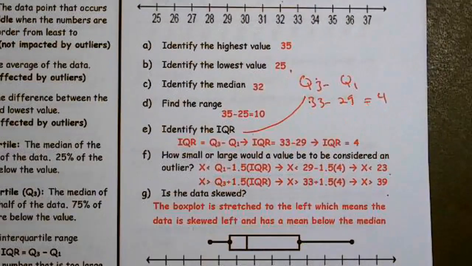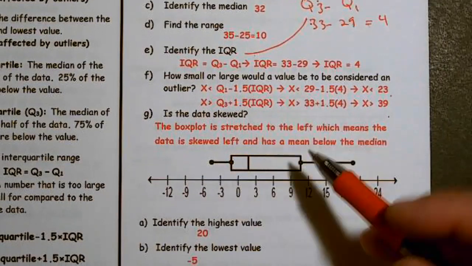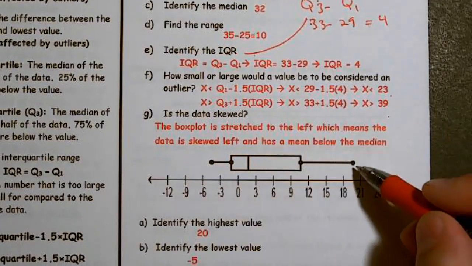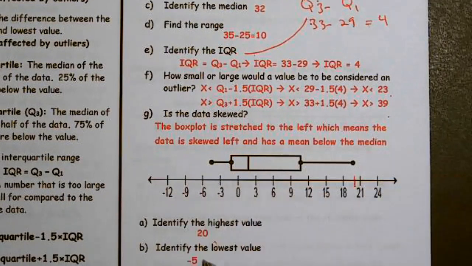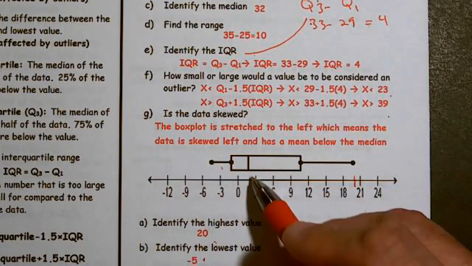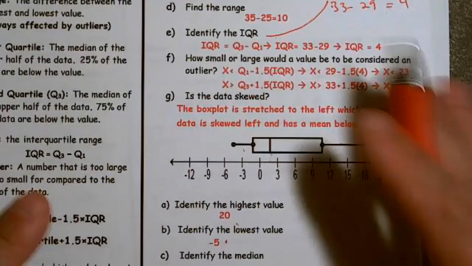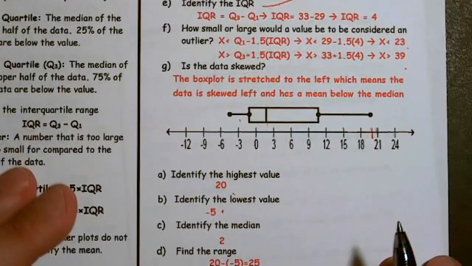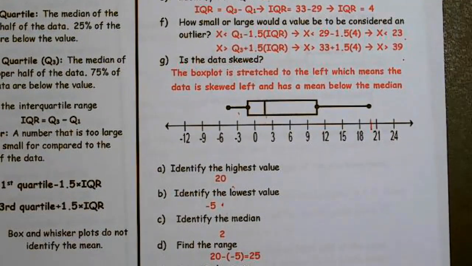Looking at this next one, identify the highest value. All right, well, this doesn't line up very well, but our highest value is about 20. Okay, and our lowest value is about -5. The median, maybe about 2, somewhere close to 2. Find the range. Well, remember, the range is the highest value minus the lowest value. So in this case, 20 minus -5 is 25.